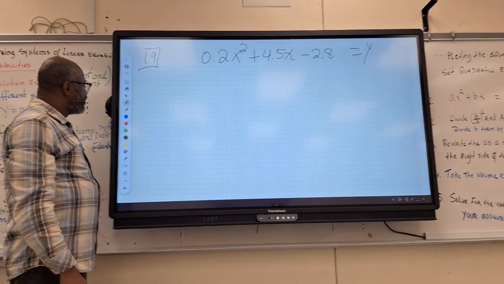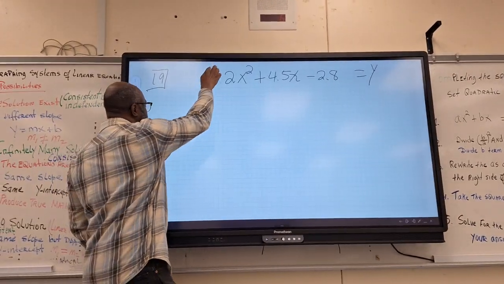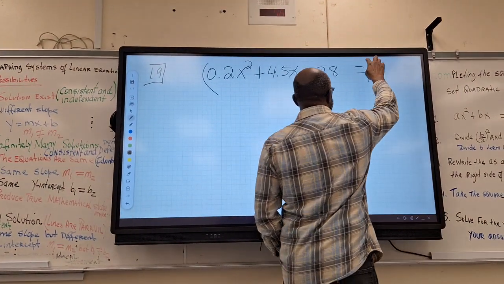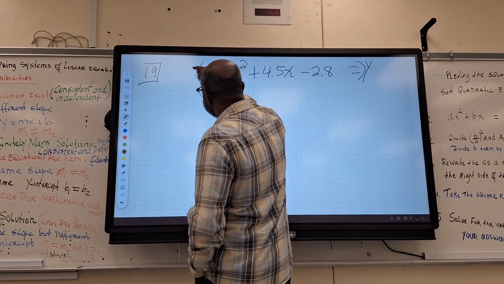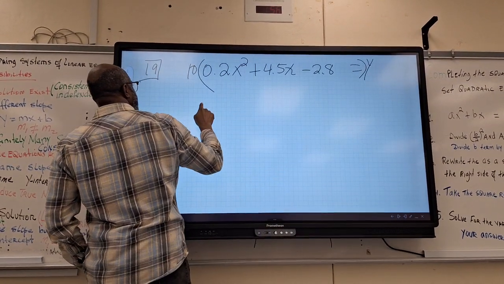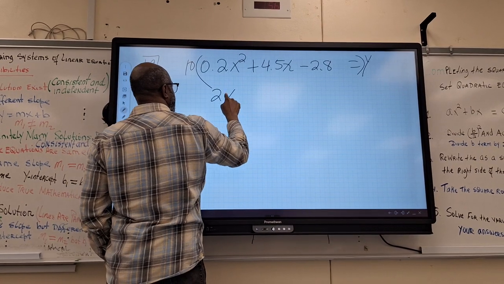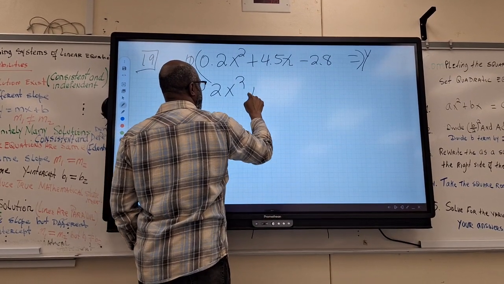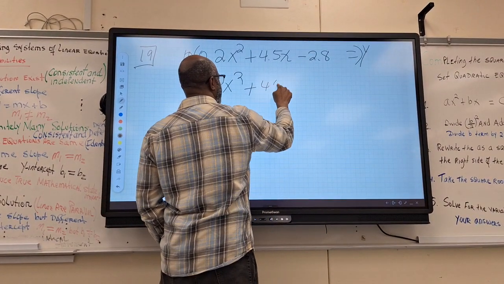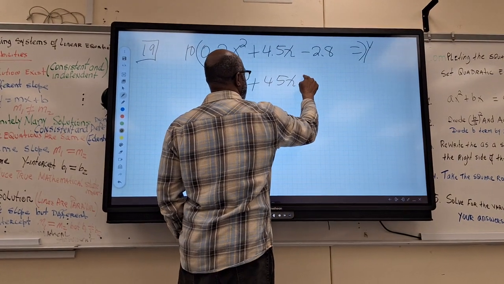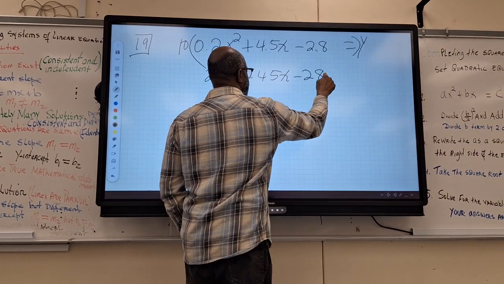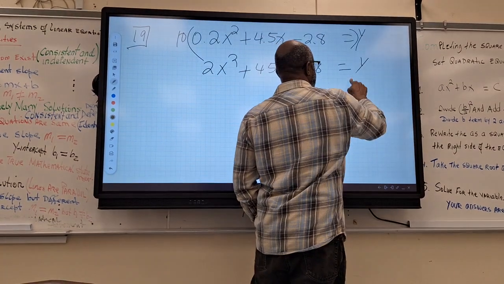Of my decimal, what will you do? Times by 10. Alright, multiply by 10. Remember, this is 0. Multiply by 10. This is going to give me 2x squared plus what? 45x minus 28. Minus 28 equal to what?